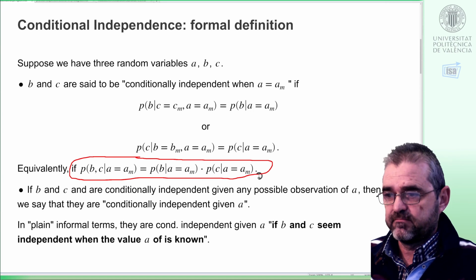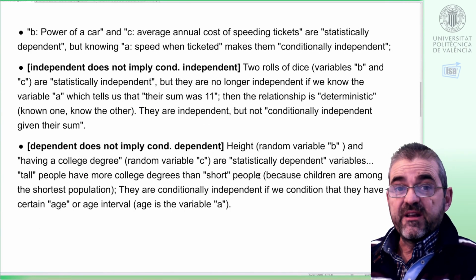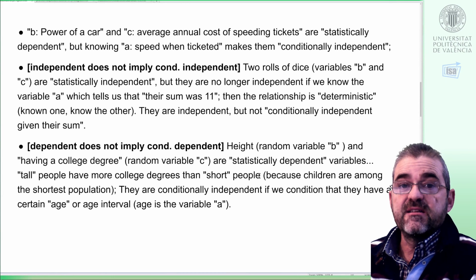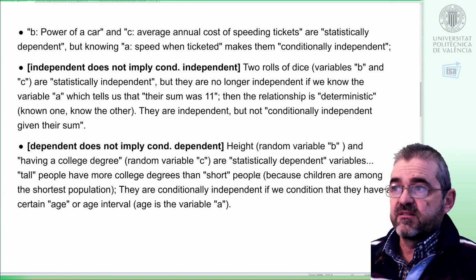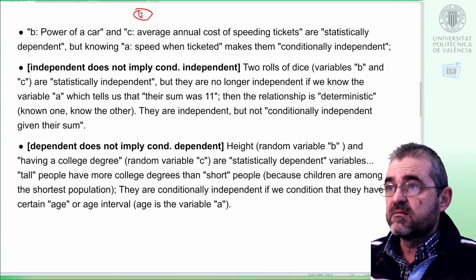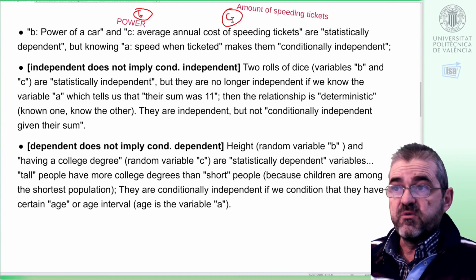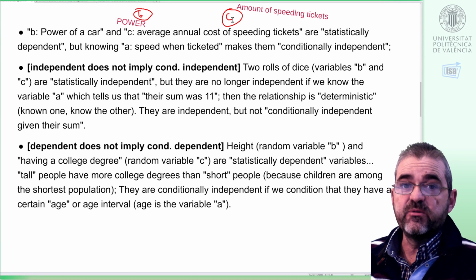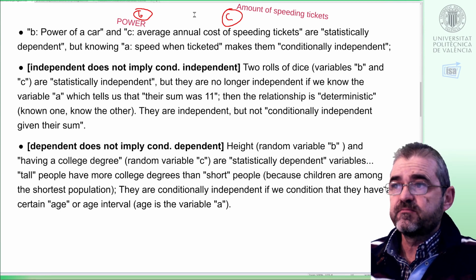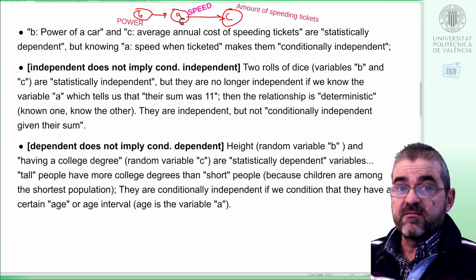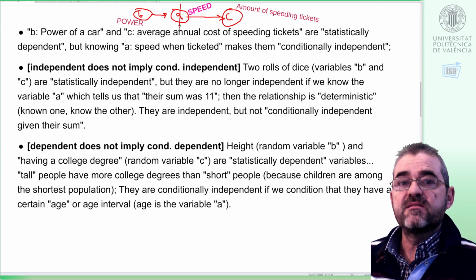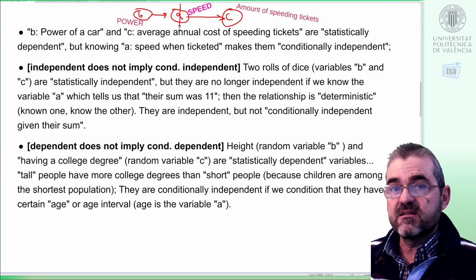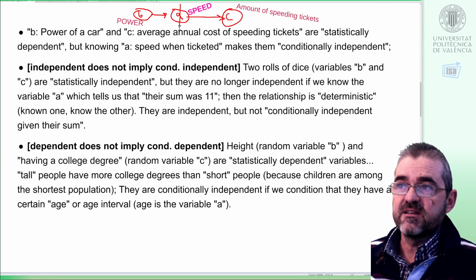In a previous video, we explained the above idea in common sense interpretation, as for example saying that the power of a car B is statistically correlated with the average amount that the owner pays in speeding tickets, but that correlation could be explained by the speed when ticketed. So higher power implies higher speed implies higher fines, but I can split this explanation into two independent sub-explanations so that B and C are conditionally independent given speed.